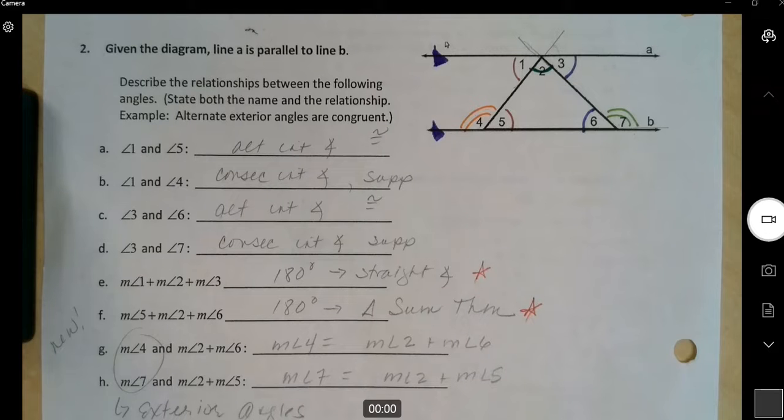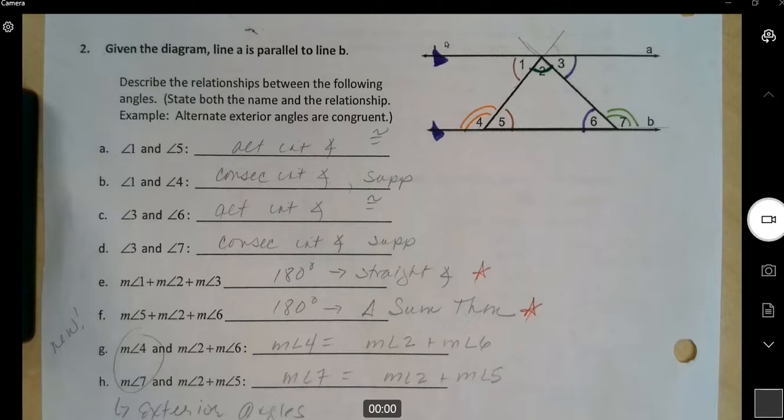Did you get it, Forrest? Okay, I'm going to walk you through it. Ready? Forrest, what is the sum of 1, 2, and 3? Angle 1 plus angle 2 plus angle 3 is? 180. 1 and 5 are congruent, right? 3 and 6 are?